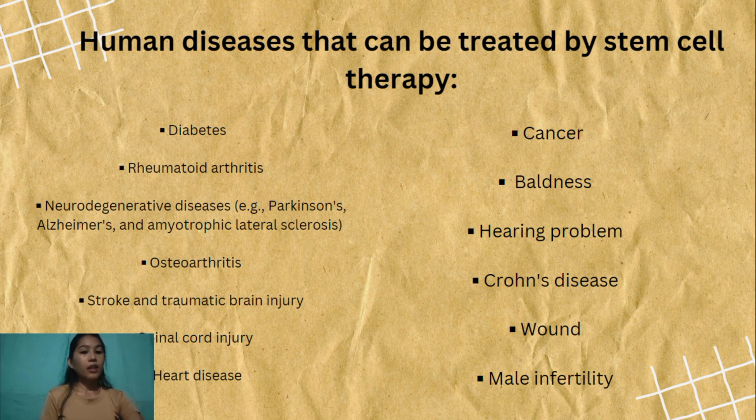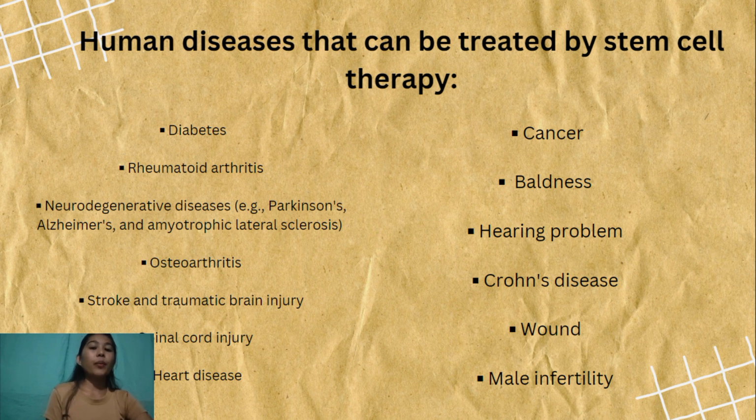When it comes to heart disease, stem cells can help repair the damaged heart tissues, helping the heart work better after a heart attack or in heart failure. In cancer, stem cells can help regrow healthy blood cells after cancer treatments and might be used to create targeted treatments that kill cancer cells. And for baldness, stem cells can also help regrow hair by stimulating the hair follicles.